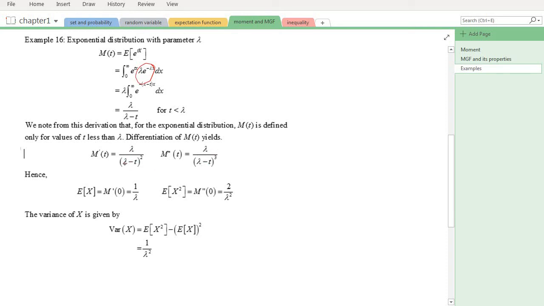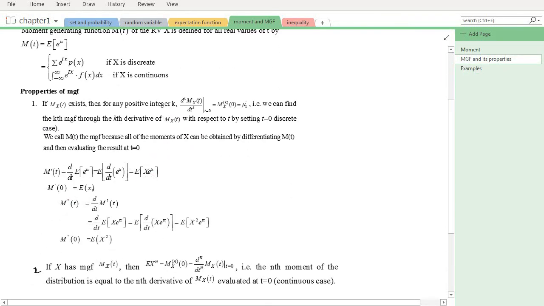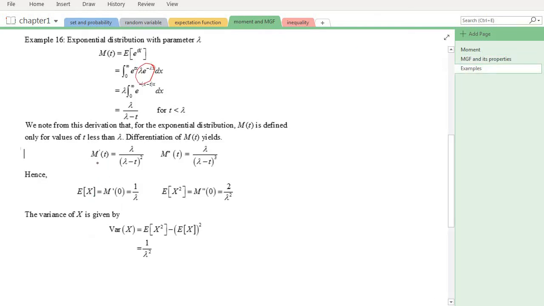a value like this. And as mentioned here, if we want to find the mean, we have to do the first derivative of the MGF and then set t equal to 0. So when we replace t with 0, we will get this. This will be our first moment, or EX. And then to solve for EX squared, the second moment, we do the second derivative.